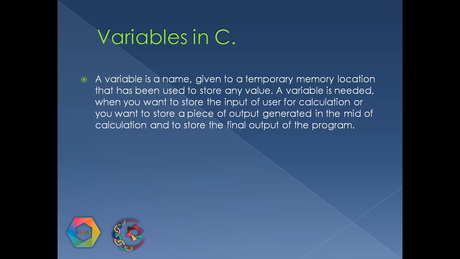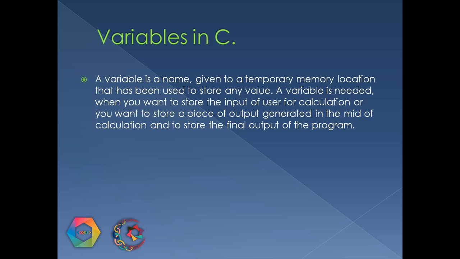So for this purpose, when the user inputs his first number, you have to store it somewhere. When the user inputs the second number, you have to again store it somewhere, and then when you perform your calculation, you have to store the result somewhere as well. So for this purpose, we need variables.